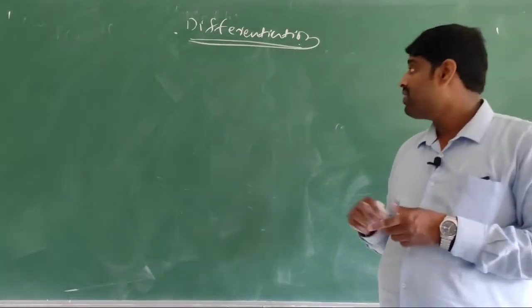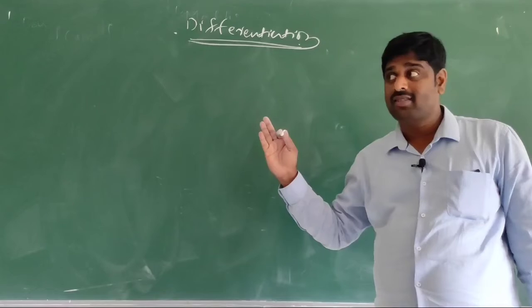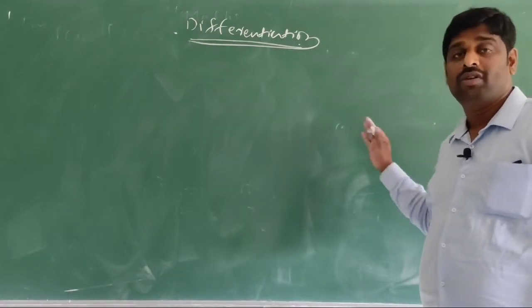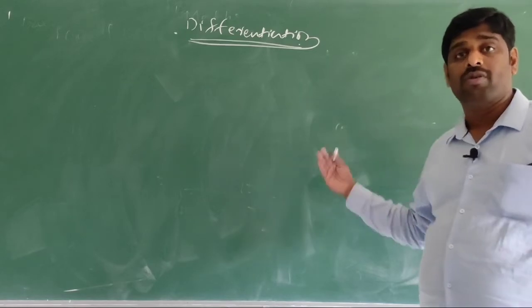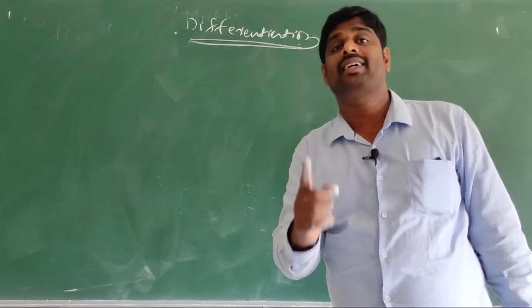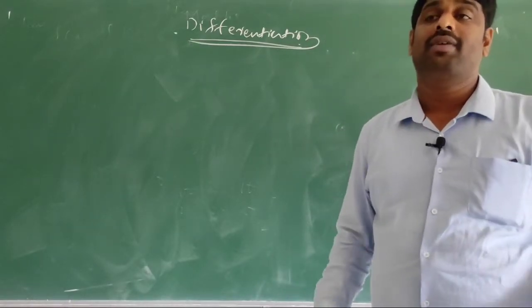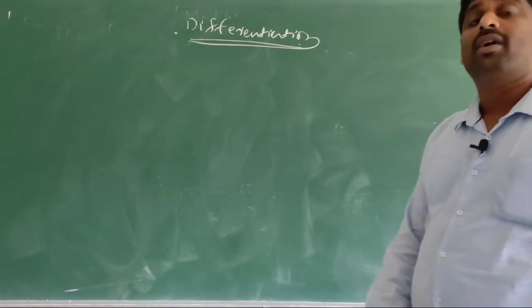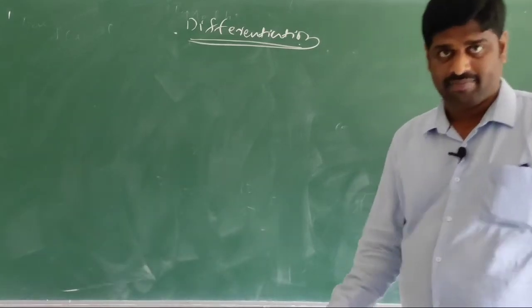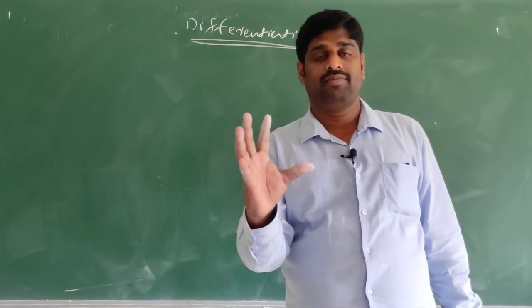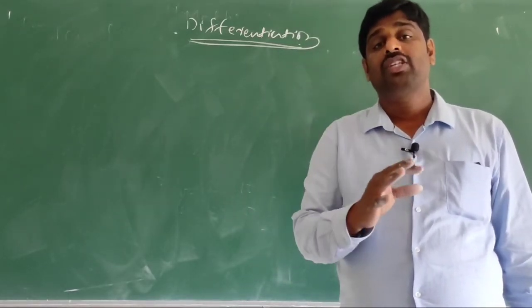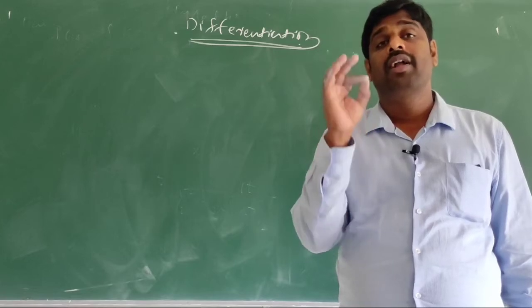When the first gear is there, speed is 20 km per hour. Next, the second gear, 30 km per hour. Next gear, 40 km per hour. Next gear, 60 km per hour. Whenever the gear changes, speed also changes. That means this phenomenon is nothing but differentiation. Okay, changing of variables or changing of phenomena. Changing phenomena is nothing but differentiation.